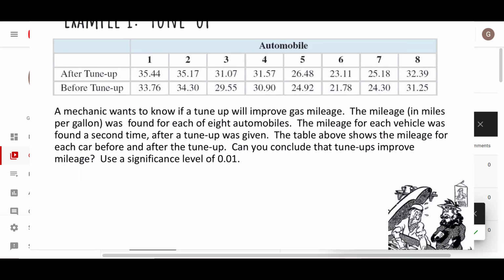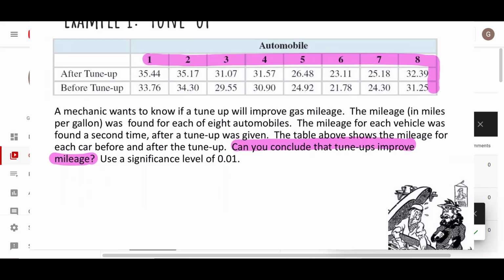So here is what we're trying to conclude. All right. And I can see the data is paired because I've got 2 sets of data for 8 cars. So this is paired data. So I can go ahead and write for my null that the mean difference is 0.